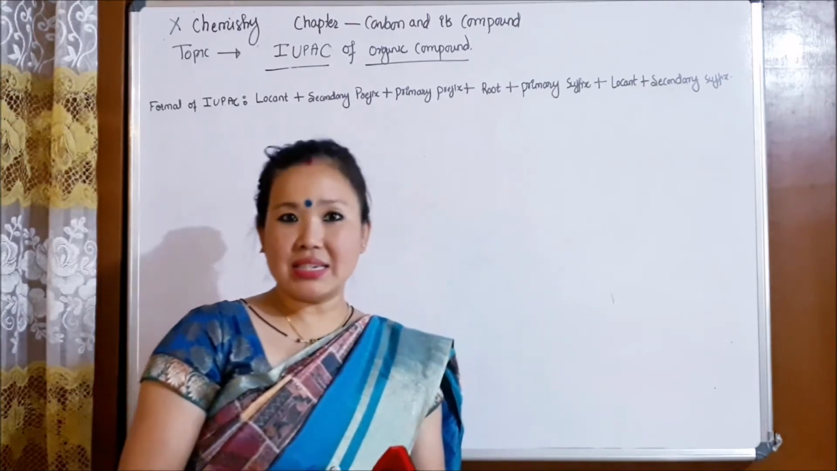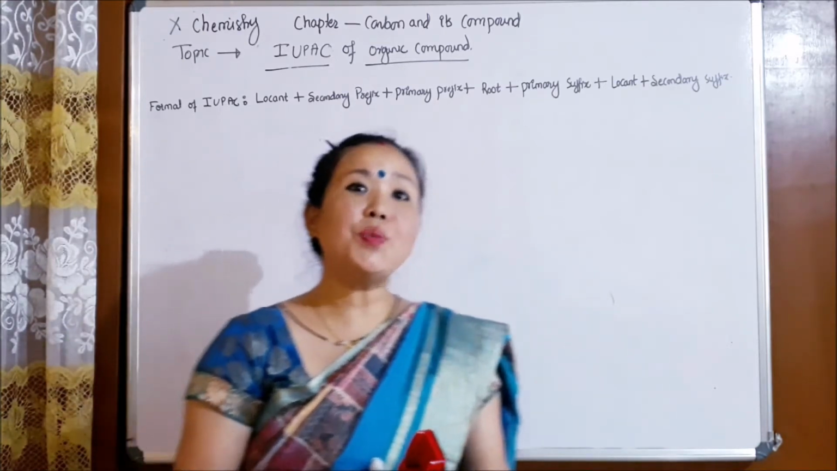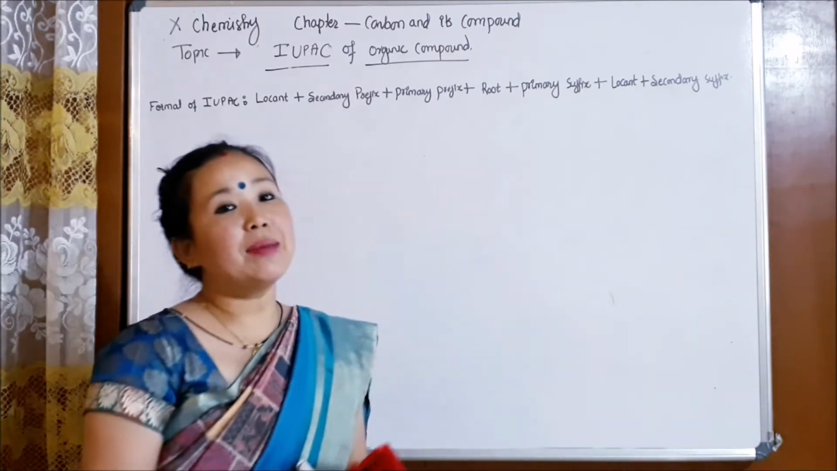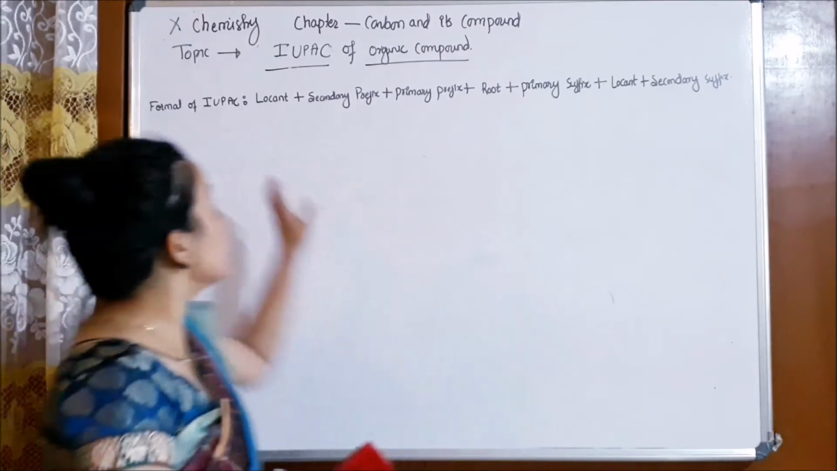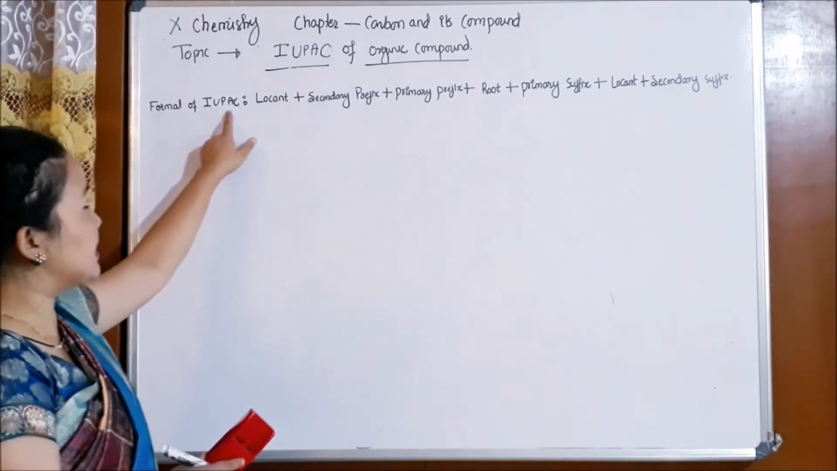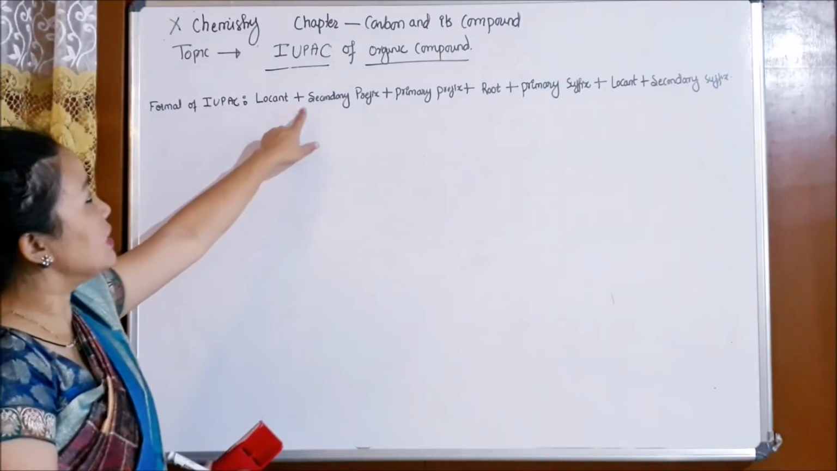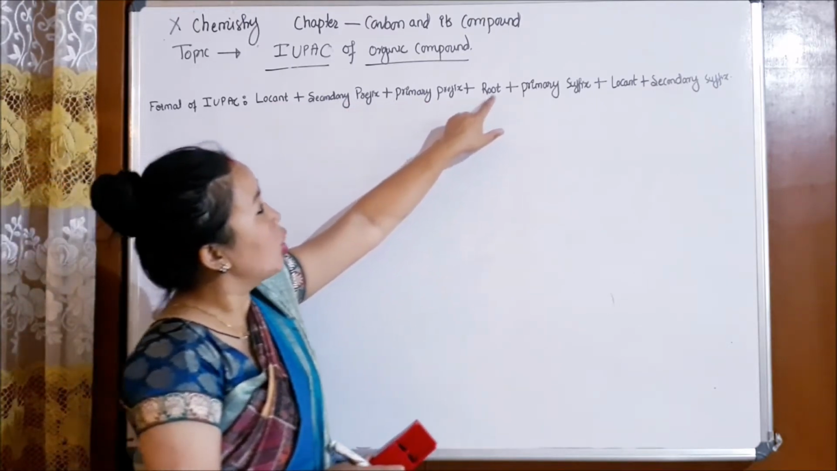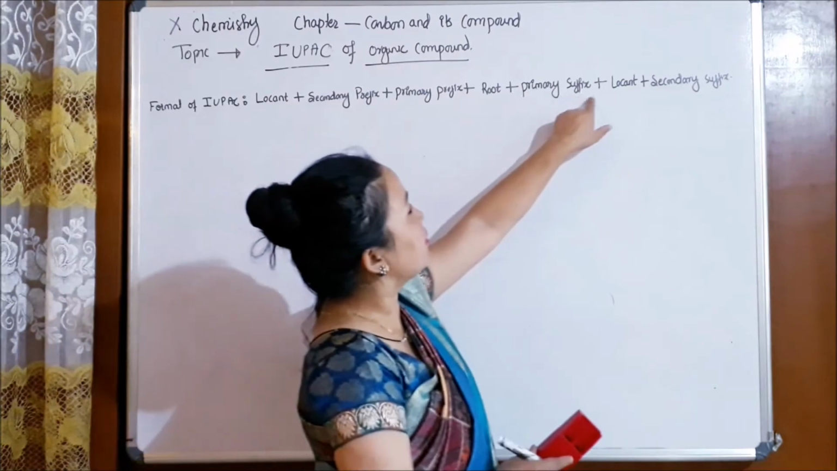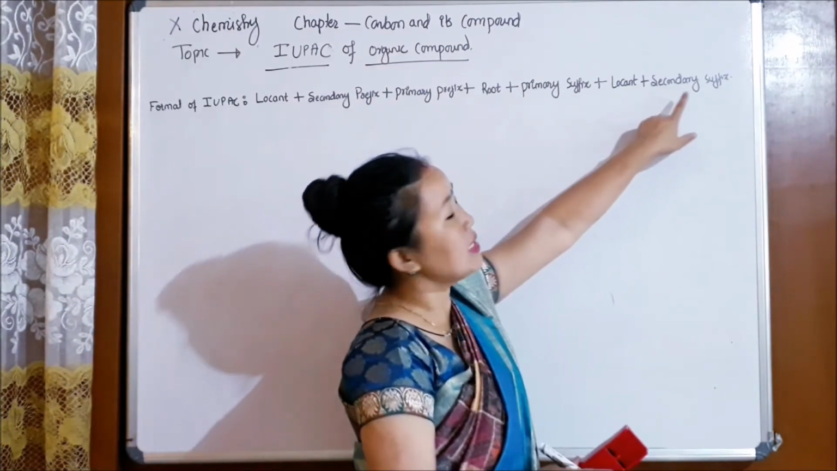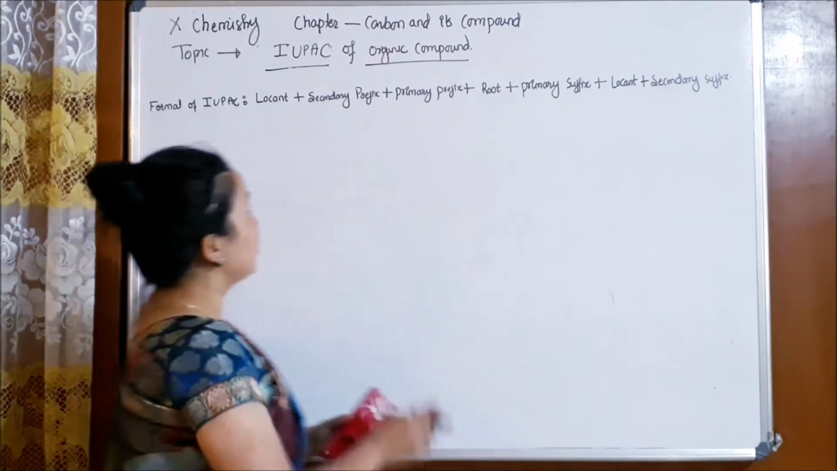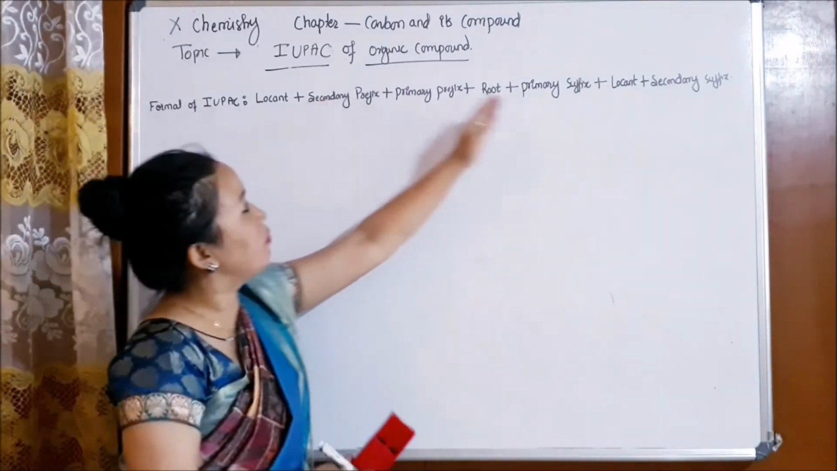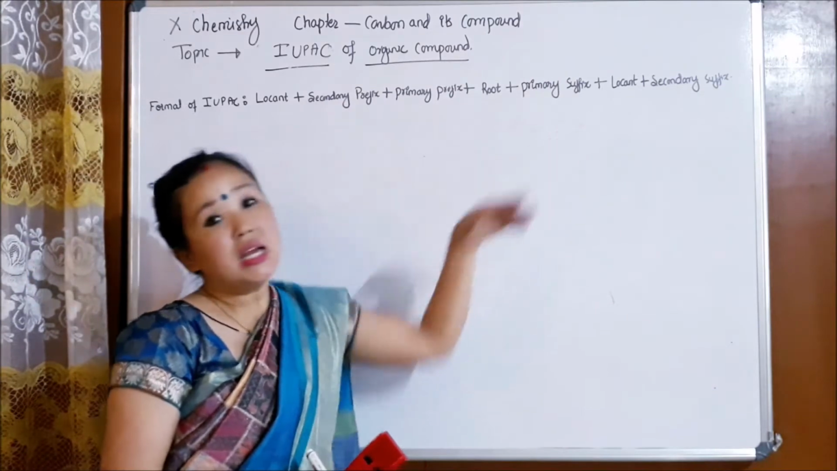Today we are going to discuss how to write the IUPAC name of some simple organic compounds from the chapter Carbon and its Compounds. This is the format by which we write the IUPAC name: locant plus secondary prefix plus primary prefix plus root plus primary suffix plus locant plus secondary suffix. Now, locant means the position of your secondary prefix or your secondary suffix.